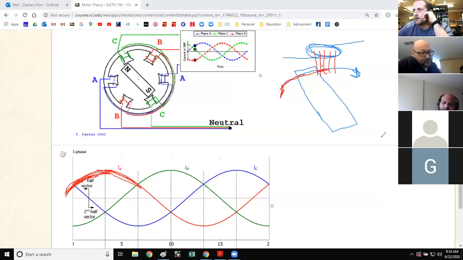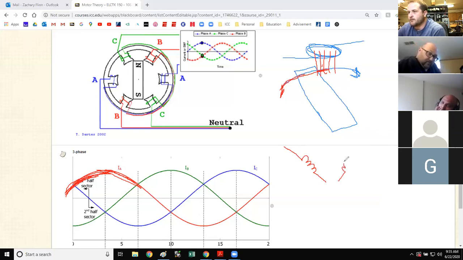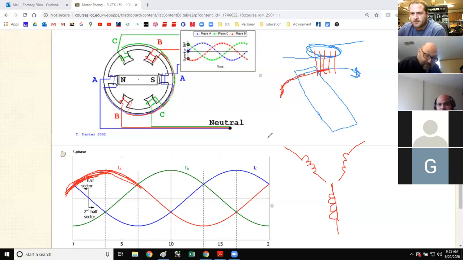And I used to have a really good animation of the rotating magnetic field, but the only other way I'll show you, and this is the easiest way for my brain. I'm gonna put, this is, let's say, a Y set of windings. Okay, so I've got all three phases here. And let's call this the current through A, the current through B, and the current through C.